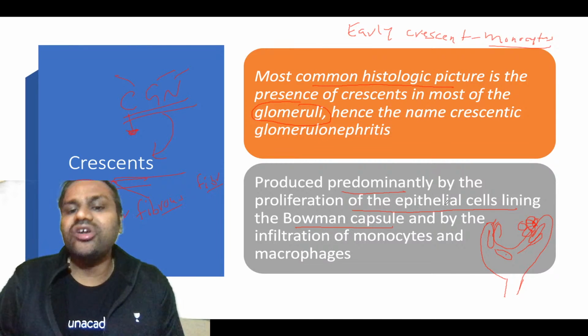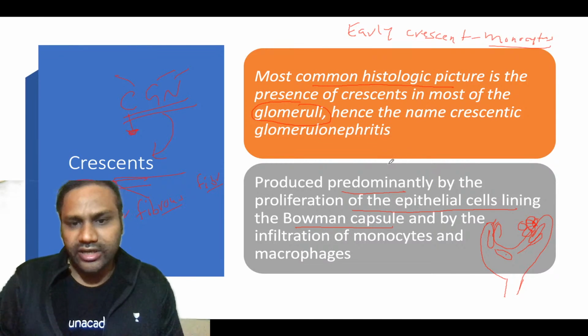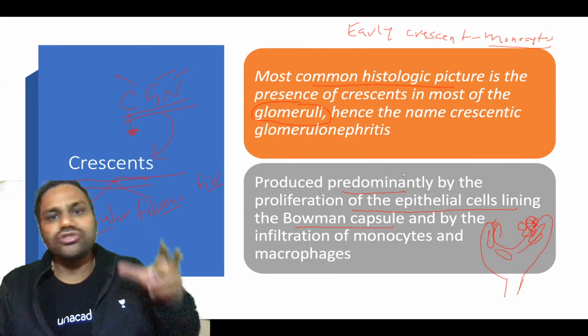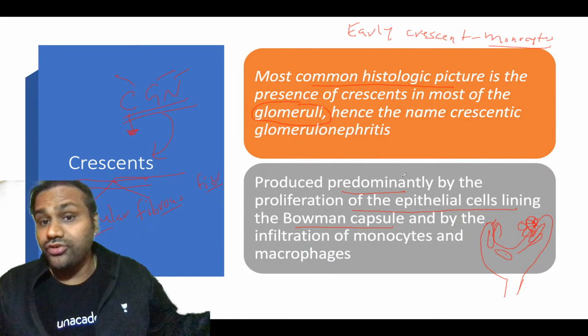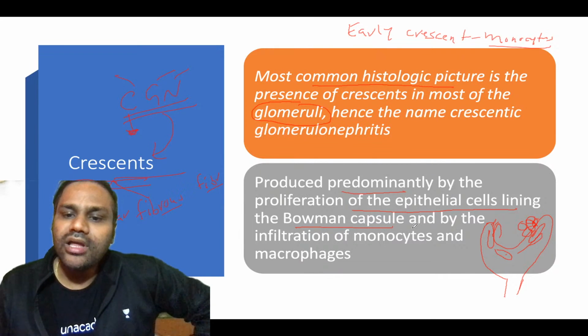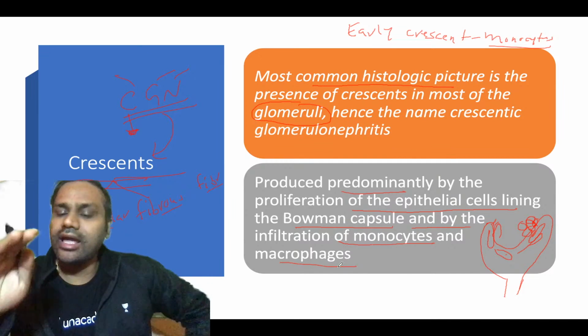So that is another very important point in case of crescent formation. If there is no disruption of Bowman's capsule, then that is not a crescent. They are confusing it with adhesion or another type of cellularity. And they are infiltrated by monocytes and macrophages. So this is what I have already explained.